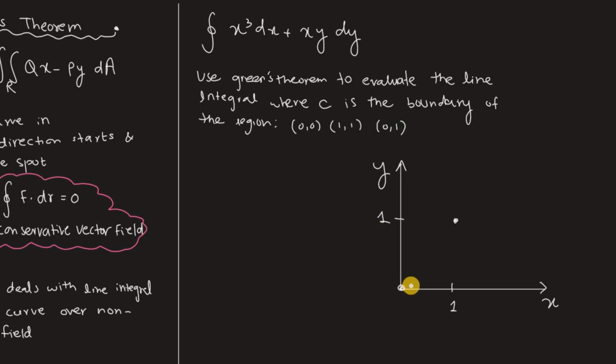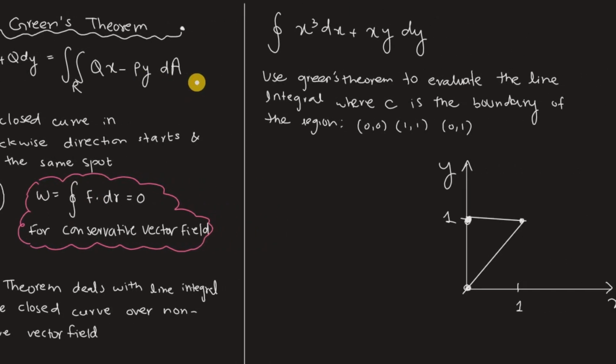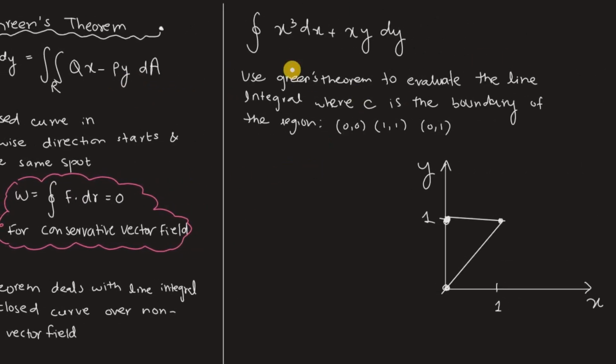Okay, and then we have 0, 1, which means x is 0 and the y value is 1. So we just plotted 3 points. Now we need to join these points in order to create our region. Okay, so our region looks something like this. So now that we got our region, next we need to solve this using the formula that was given to us, Qx minus Py. Okay, so then you guys know that this is P and this is Q.